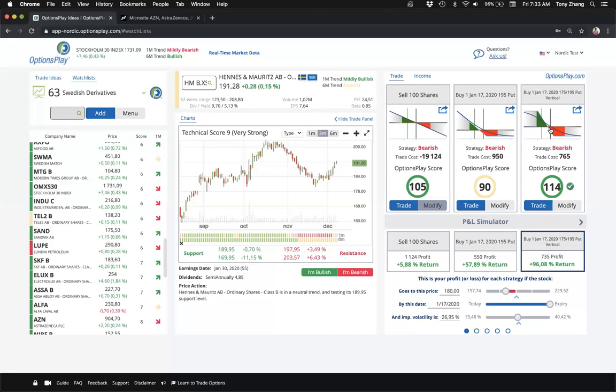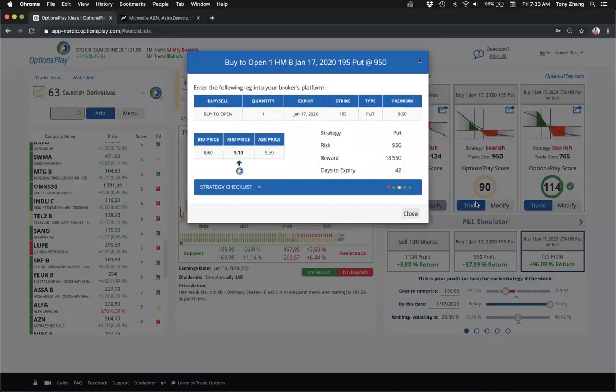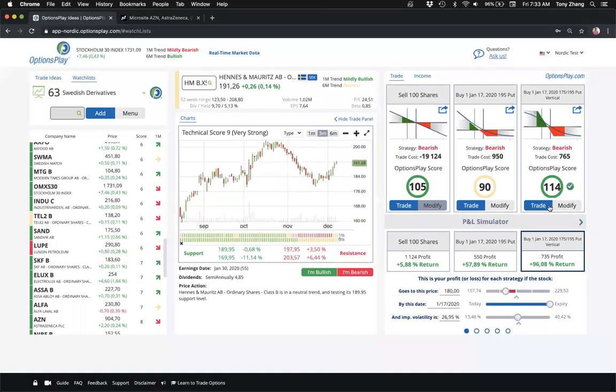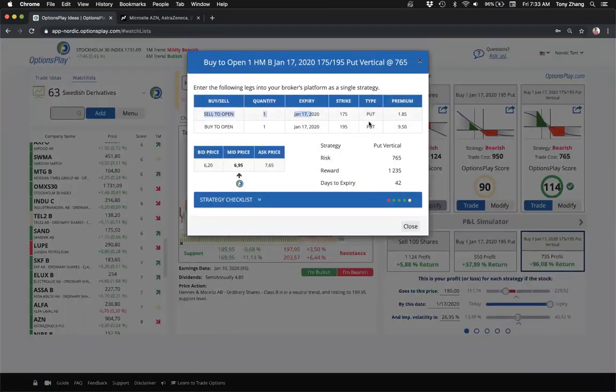Now, once you've found a trade that you would like to execute, that's where you can click on the trade button, and we will actually show you how to enter this trade into your broker's platform. So you can see all the action items that you need to enter into your platform. Even for more complex trades, we will show you both legs, and then we will show you how to enter this as a single strategy. The goal here is that whenever you're trading these multi-leg options, you want to enter them as a single strategy. You don't want to enter these as two separate trades. You want to enter them as one single trade.